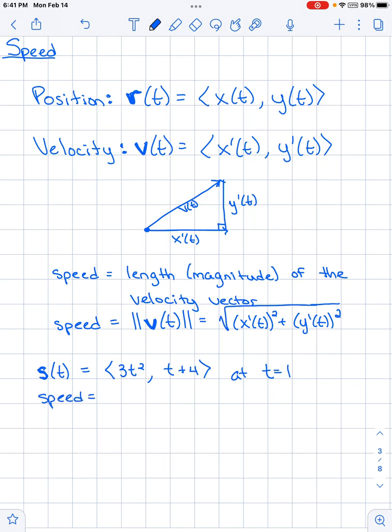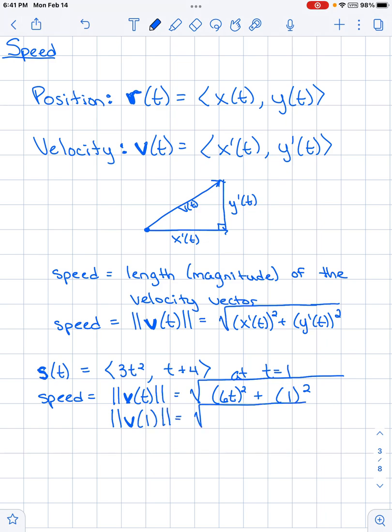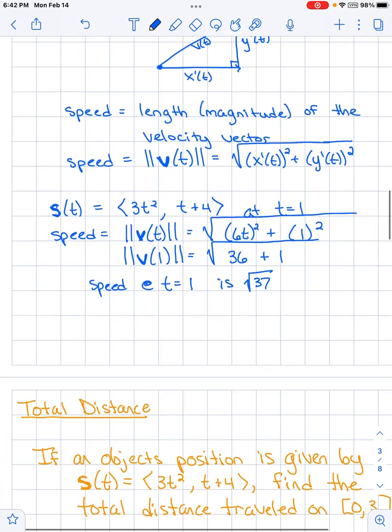Okay, I hope you gave it a try. The speed of the particle is the magnitude of the velocity of this particle. So that is the square root of the x component's derivative squared. The derivative of 3t squared is 6t, so we square that. The derivative of t plus 4 is 1, and we square that. Now finding the speed when t is equal to 1, we'll just replace t with 1. So 6 times 1 gives us 6, 6 squared is 36, plus 1 squared. So we know that the speed of the particle at t equals 1 is the square root of 37, whatever the units are. Feet per second, meters per second, whatever the units are. Okay, so that's one application using the derivative of these vector valued functions.